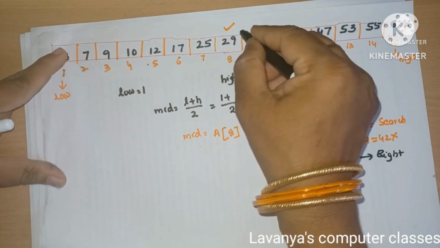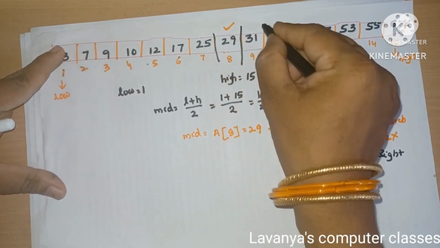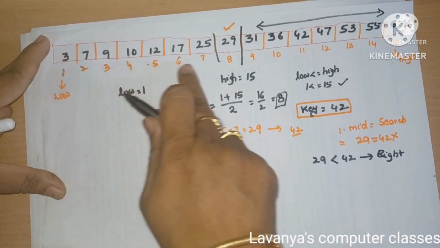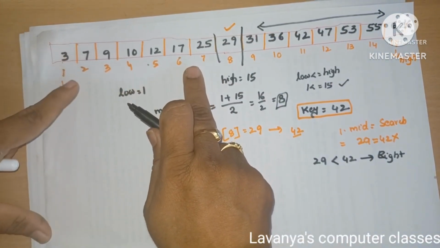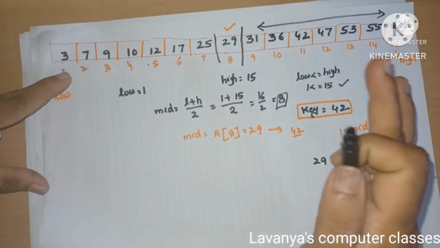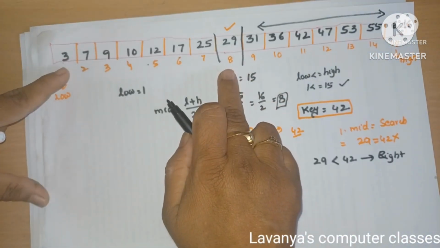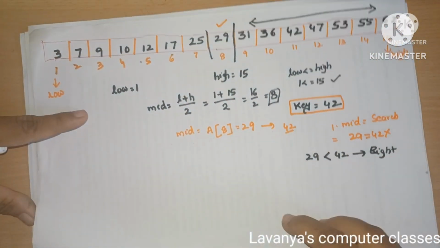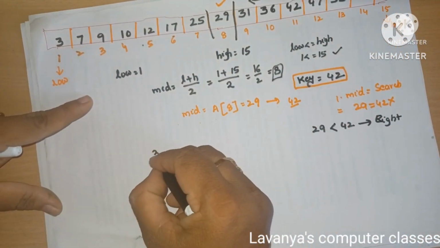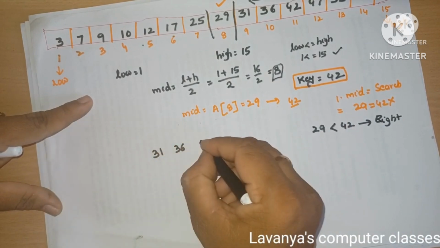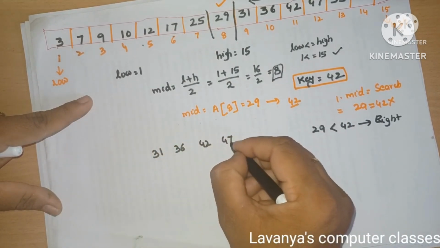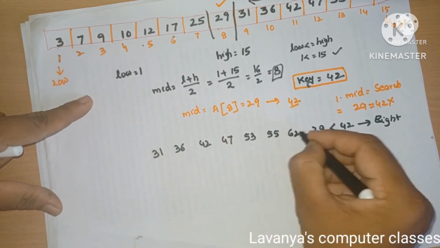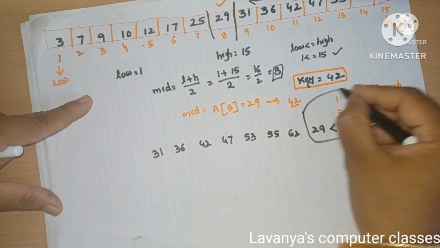That means from the middle element we go to the right hand side. It is not necessary to check the left hand side. That is called divide and conquer, depending upon the middle element. Now it is divided into two parts, left hand side and right hand side. So in the right hand side, what elements are there now? 31, 36, 42, 47, 53, 55, then 62. So these are the elements.